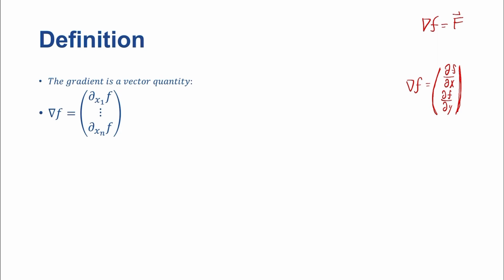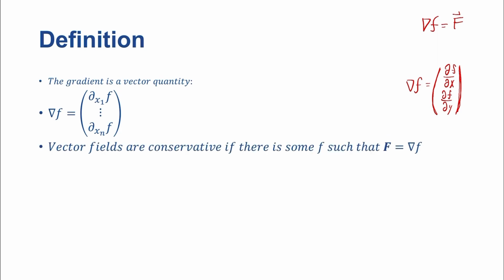So why is this gradient vector field important? Well, we can define something very important with it, which is the idea of a conservative vector field. This doesn't mean all that much to us right now, but it will shortly. Vector fields are conservative if there is some scalar function f such that a vector field, capital F, can be modeled by the gradient of f. So given a scalar function, I can take its gradient and turn it into a vector field.